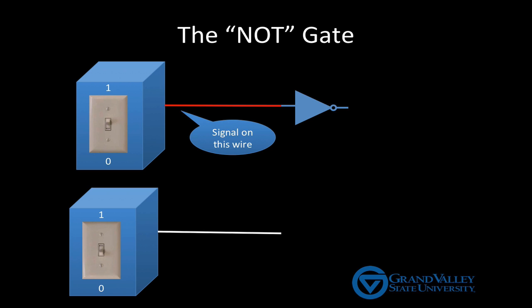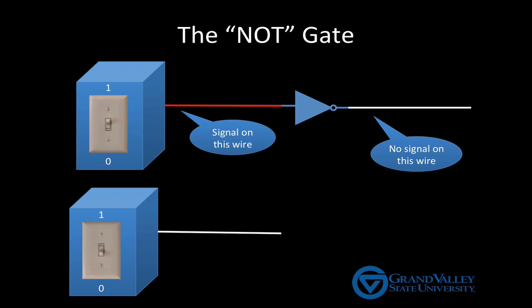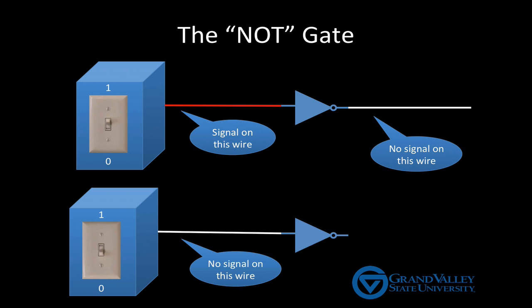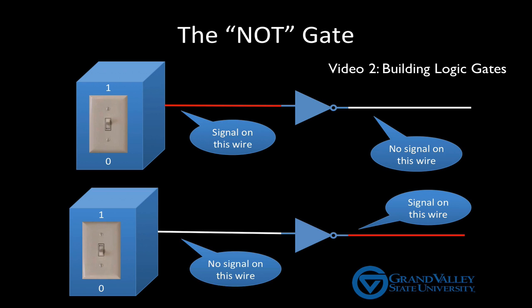If the wire going into the NOT gate has state 1, in other words, has a signal, then the wire coming out of the NOT gate will have state 0, will have no signal. Similarly, if the wire going into a NOT gate is 0, then the wire coming out will be a 1. I'll discuss how to build such a device in the next video. For now, just treat the NOT gate as a magic box that we can use to build circuits.